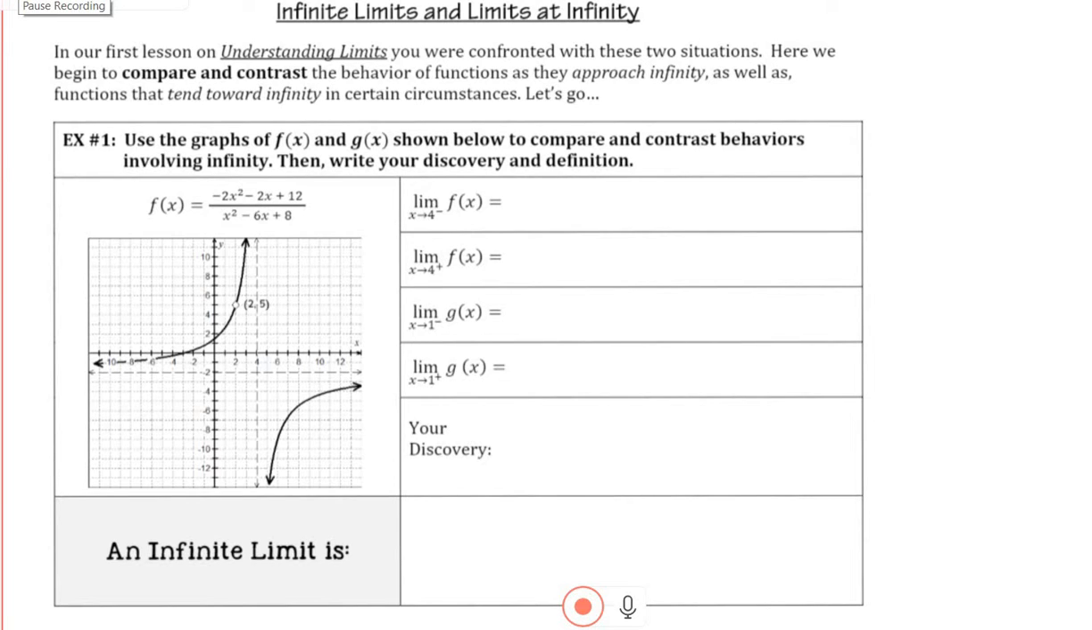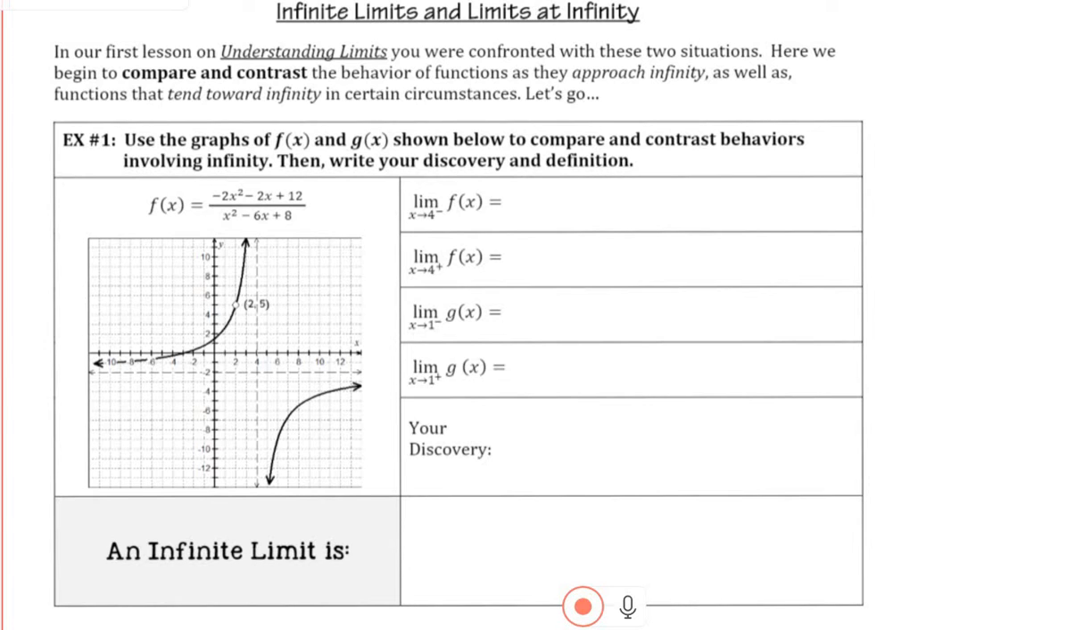All right, so guys, today we're going to talk about two special kinds of limits: infinite limits and limits at infinity. They sound very similar, but they are two different things. We're going to compare and contrast the behavior of functions as they approach infinity, as well as things that happen towards infinity, meaning their end behavior.